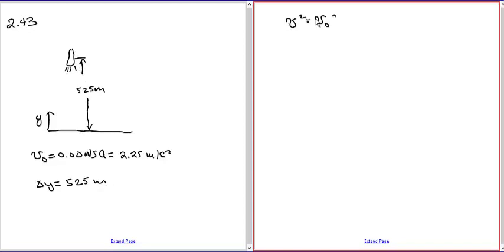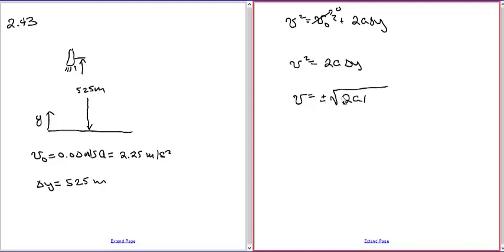So the equation that's appropriate to use is this one. And I know v0 is 0, so I get v squared is equal to 2 times a delta y. I could solve for v. V is plus or minus the square root of 2a delta y. So we can plug the numbers in. We're going to use the positive because it's going up.